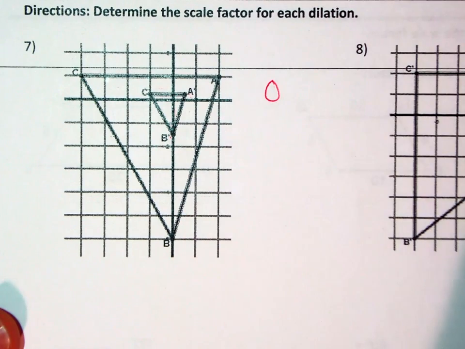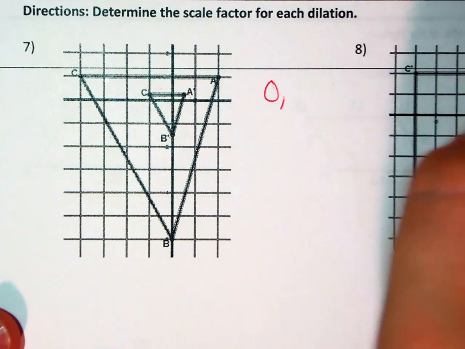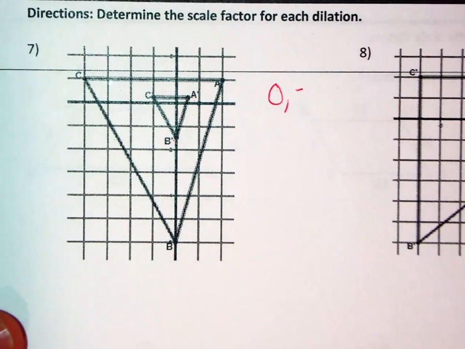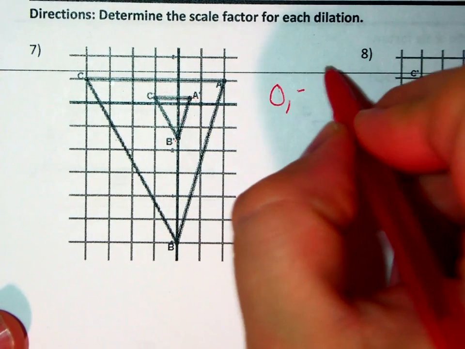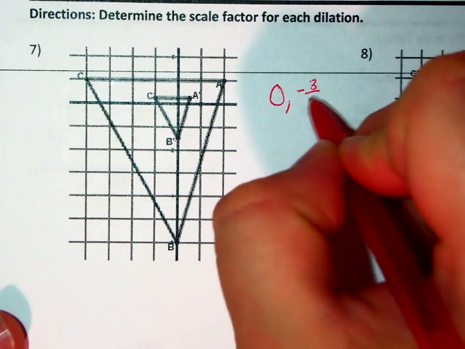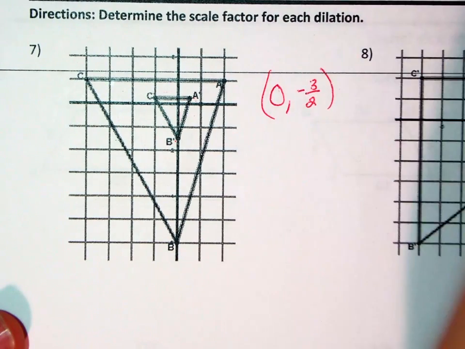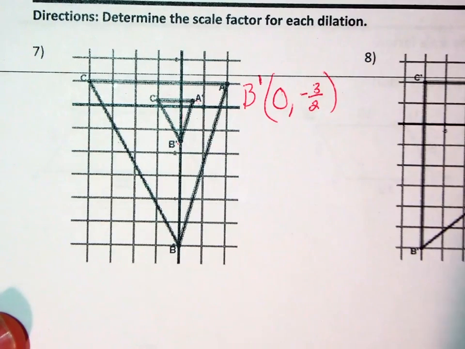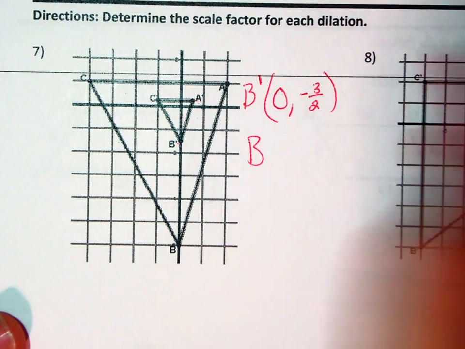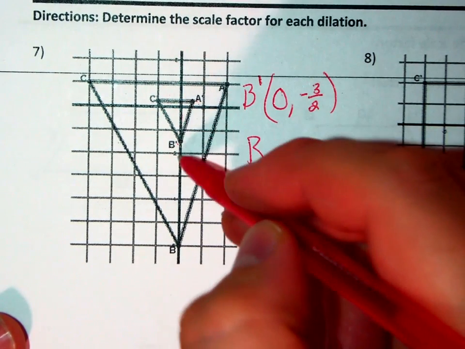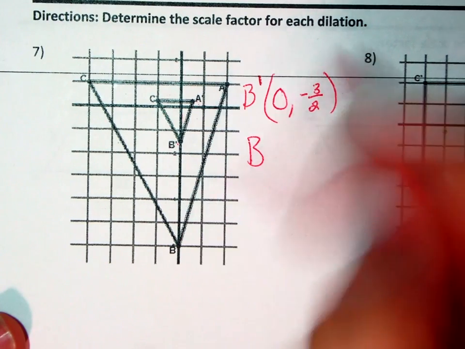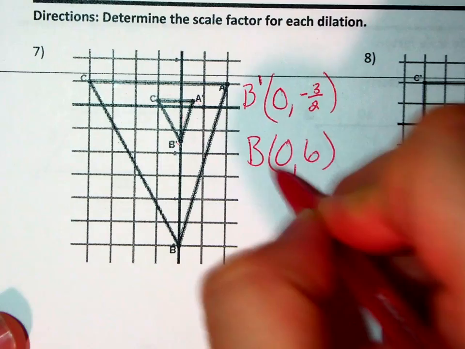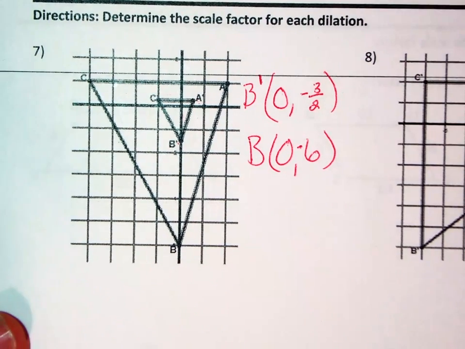So it has a left to right shift of 0 and a y value of looks like negative 1.5, which I'm going to call negative 3/2. That was my B prime. Now for my pre-image, 1, 2, 3, 4, 5, 6. So that's also on the y-axis, 0, negative 6.